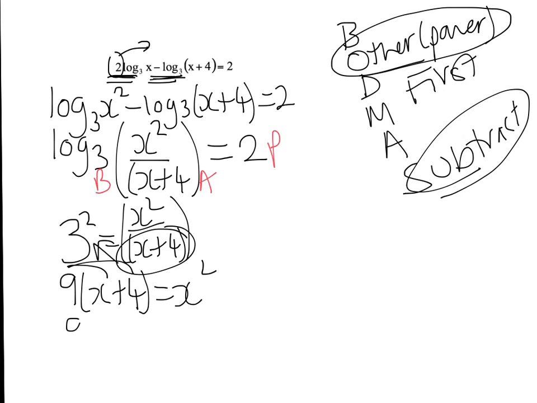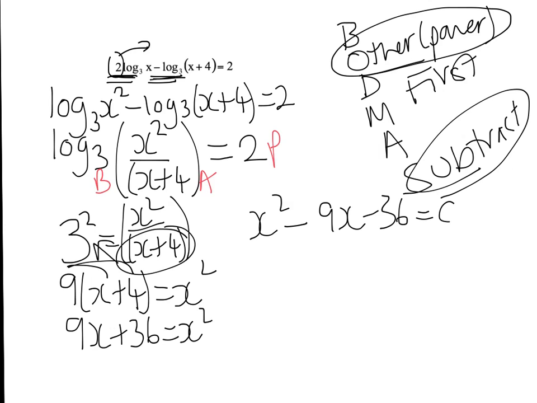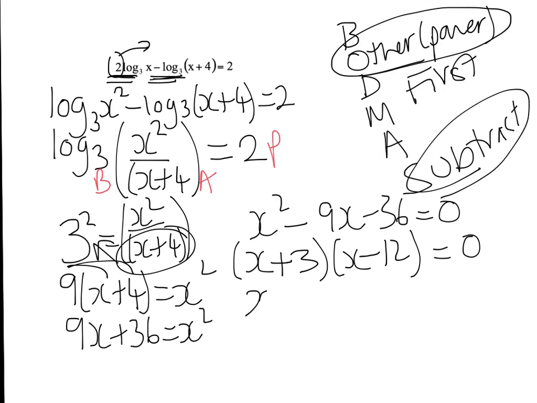We're going to multiply them out. 9x plus 36 equals x squared. And now it's looking a bit quadratic-y: x squared minus 9x minus 36 equals 0. x equals, I think it's a 3, is it? And a 12. Which way around? Minus, plus. So either x is minus 3 or x is 12.